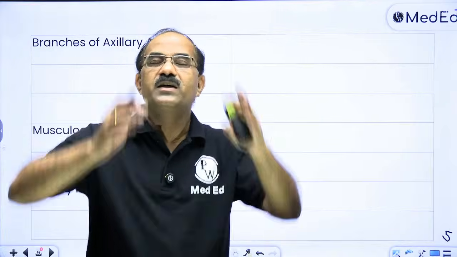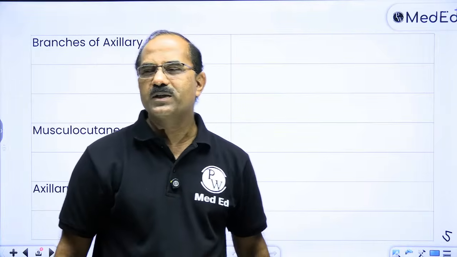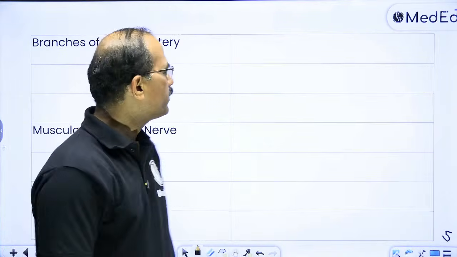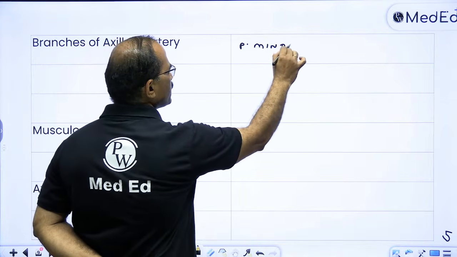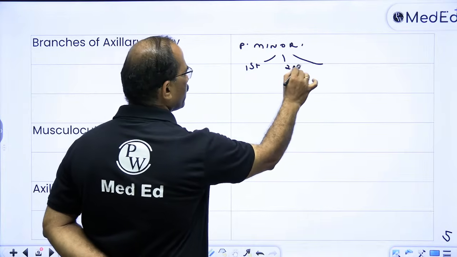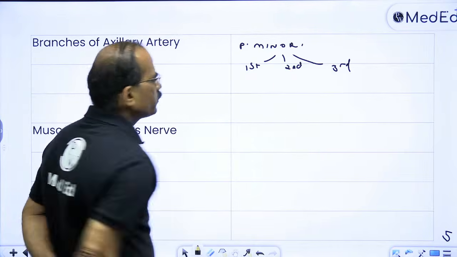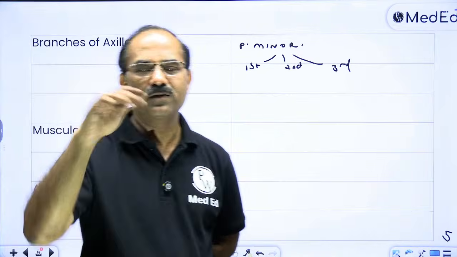Now branches of axillary artery. Axillary artery is divided into 3 parts by a muscle. Which is the muscle which divides the axillary artery into 3 parts? That's the pectoralis minor. Pectoralis minor divides the axillary artery into 3 parts: first part, second part and third part. First part का एक branch, second part के दो branches, third part के तीन branches.